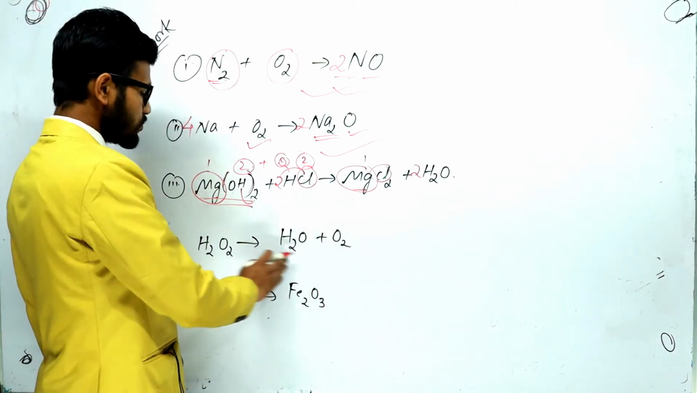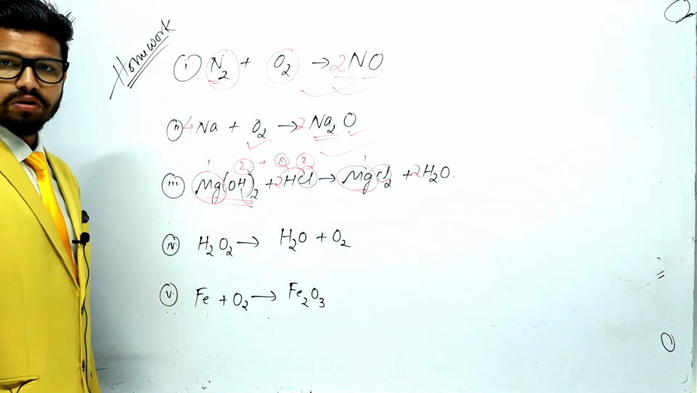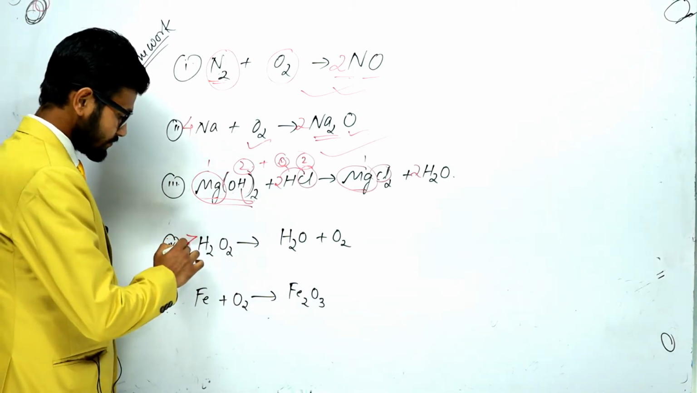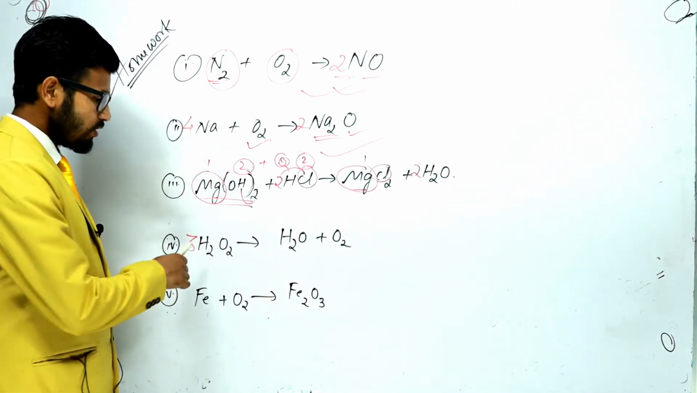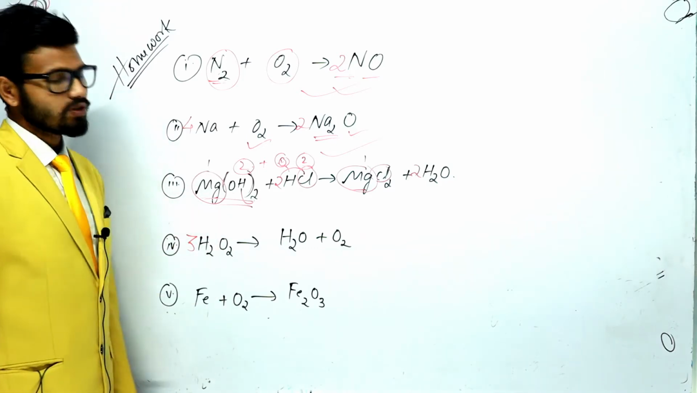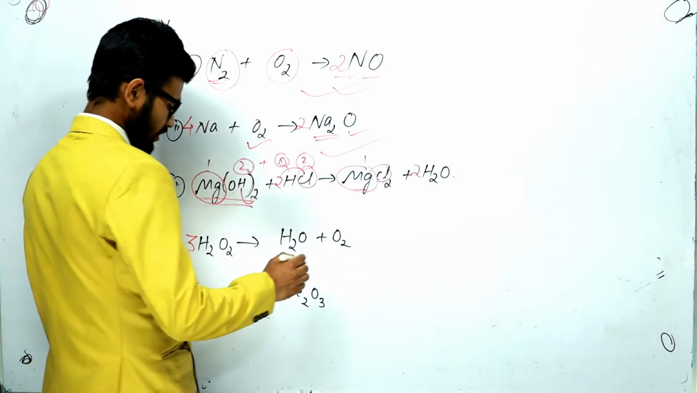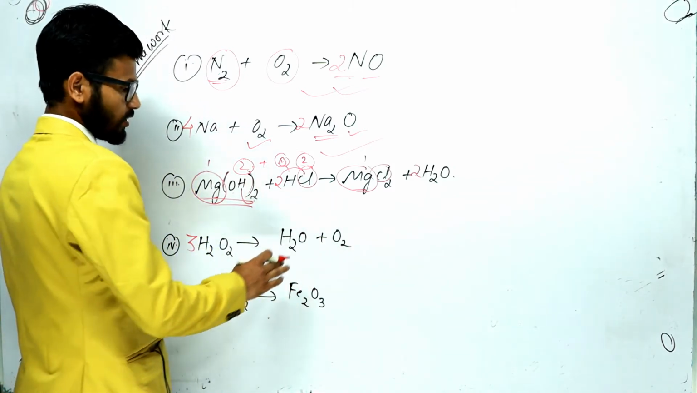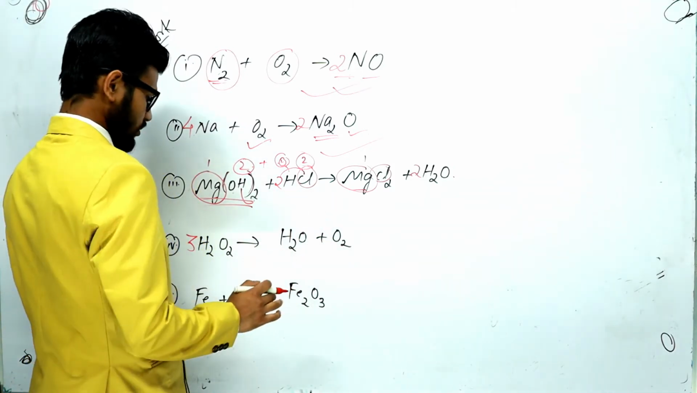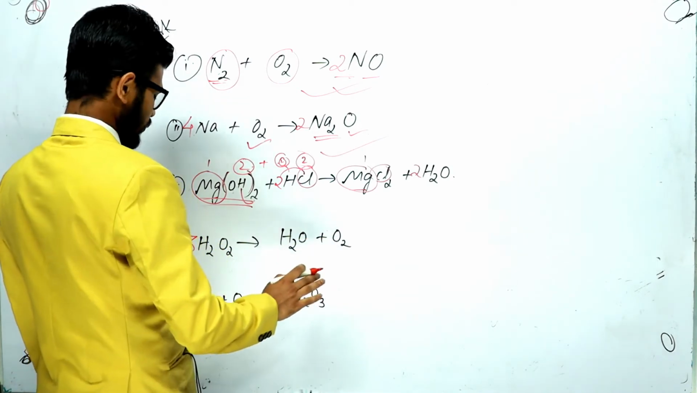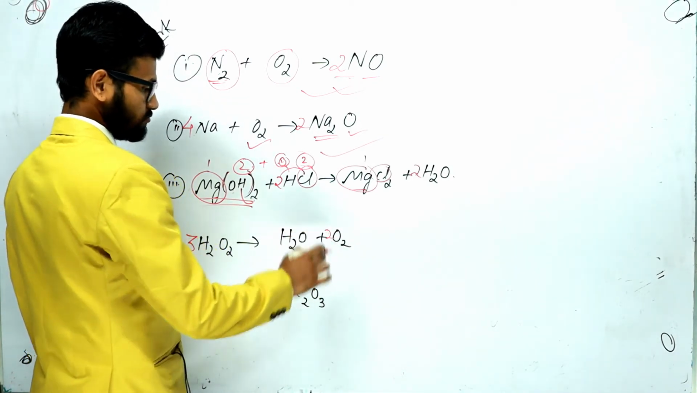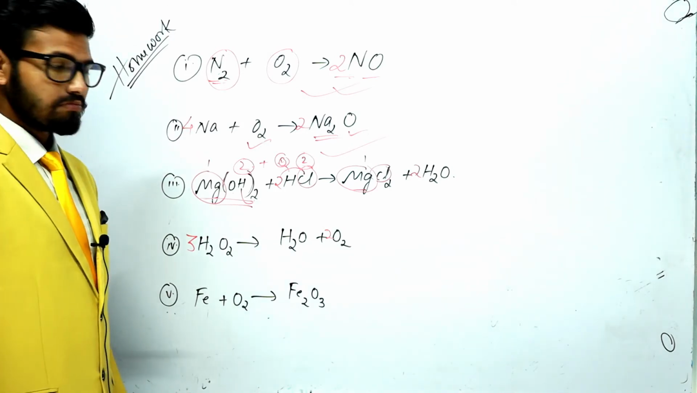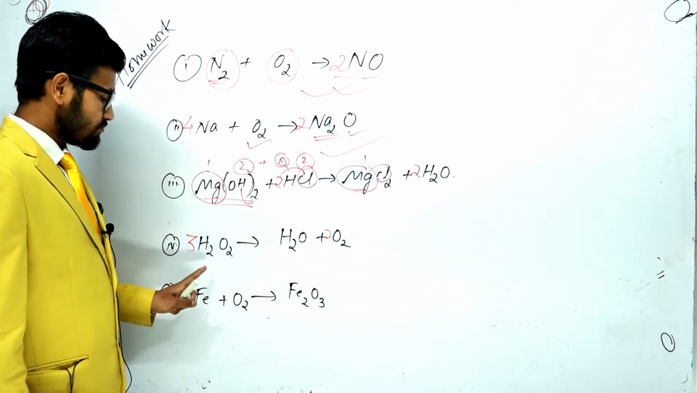What actually can we do? Here is 3 oxygen, here is 2 oxygen. The LCM of 2 and 3 is what? 6. So if we put 3 here, now how many oxygens does it become? 3 2s are 6 oxygen. Now here how many oxygens were there? 3 oxygens. So if we put 2, I don't think it is still right.